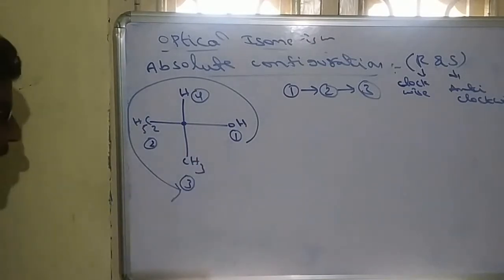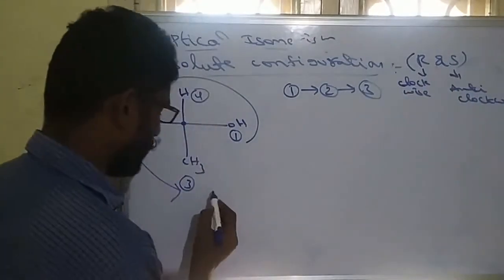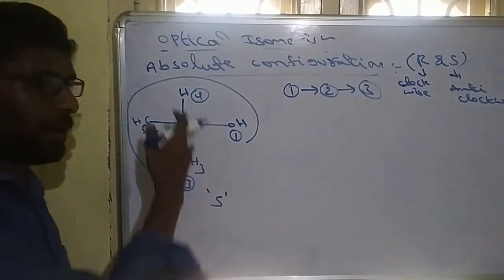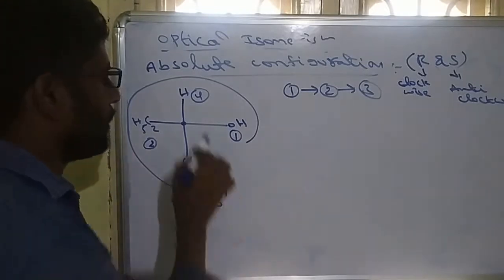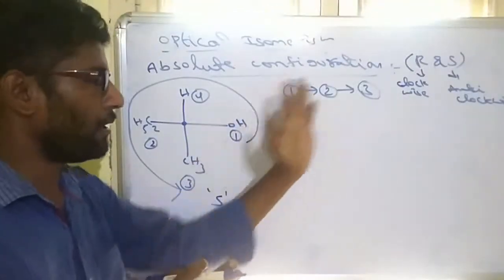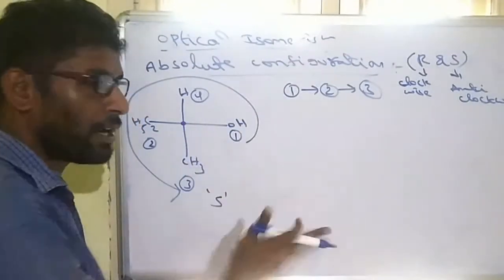So this should be anti-clockwise. Anti-clockwise means the answer will be S, so this is S isomer. But remember one thing, whenever Fischer formula is given, the least priority must be in the vertical bond. Then only the rules are applicable. If it is not in the vertical bond, then change the answer to the opposite.